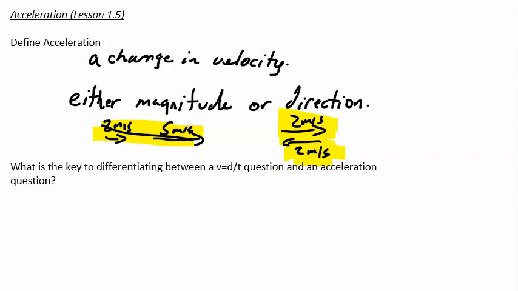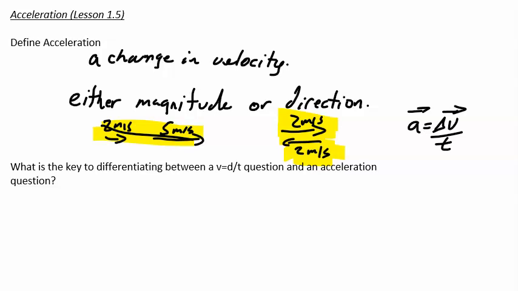Now, this does happen over time, and so the main formula you're going to be looking at is a equals delta v over t. We put the arrows on top because acceleration is a vector. It has both magnitude and direction, because the change in velocity could be either the magnitude or the direction.